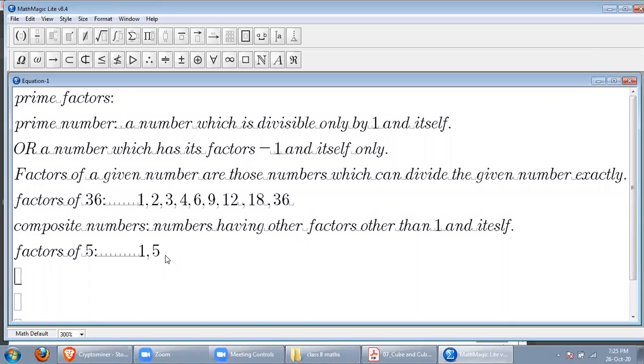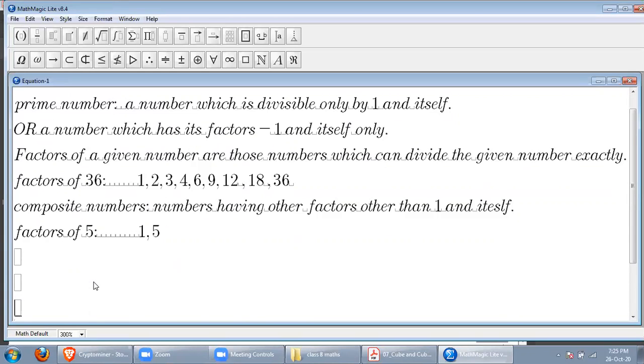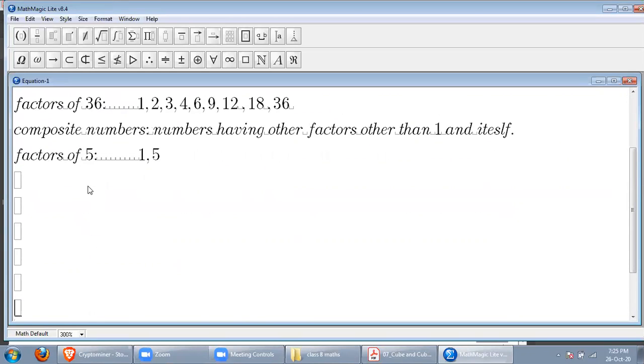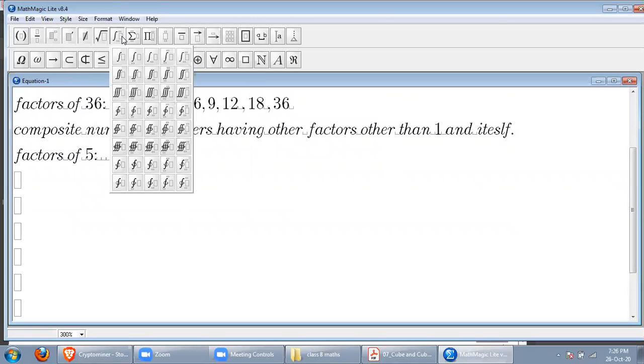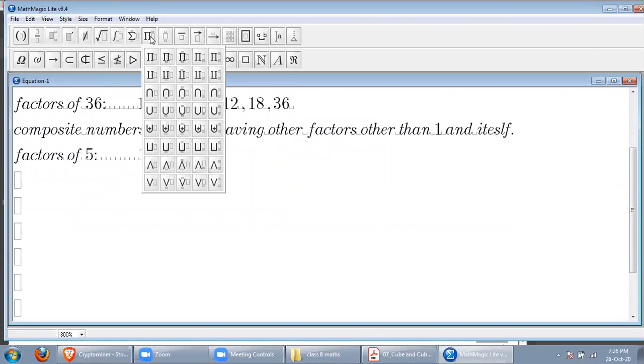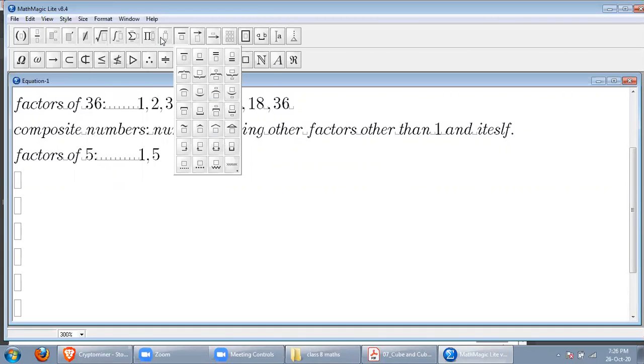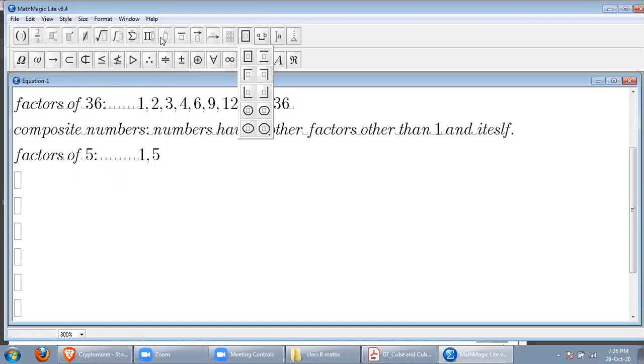Now, let's do the prime factorization of 36. I don't know if that symbol is available or not for prime factorization. Is it available? Let me do this.